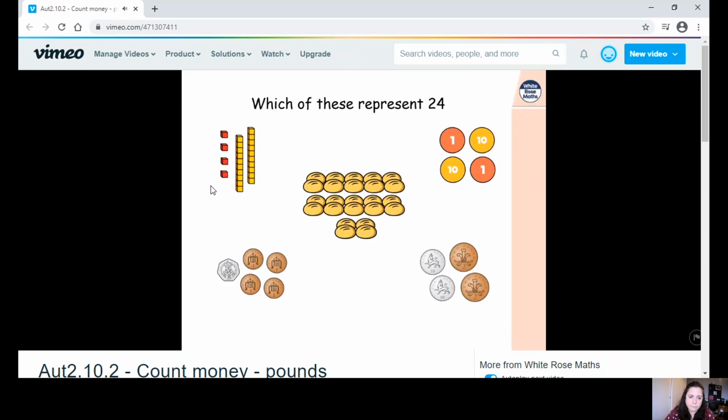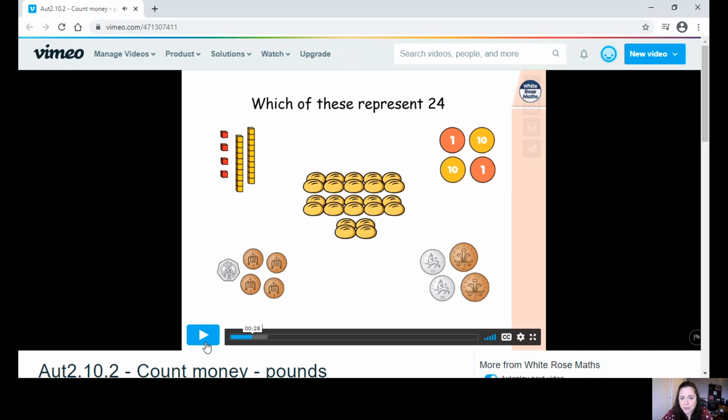Hello there. We're counting money again today, but in pounds this time. Hopefully, these get ready questions will warm you up a little bit. Which of these represents 24? Pause the video here to have a think.